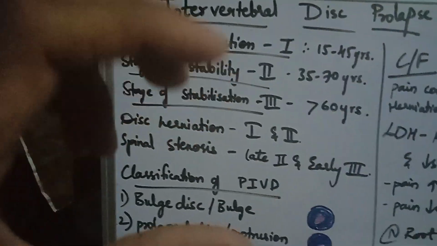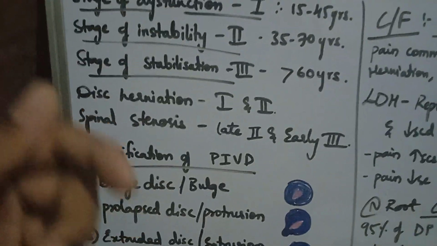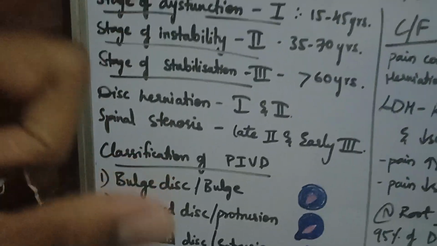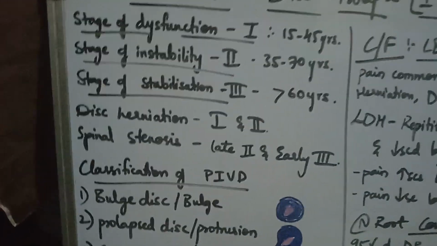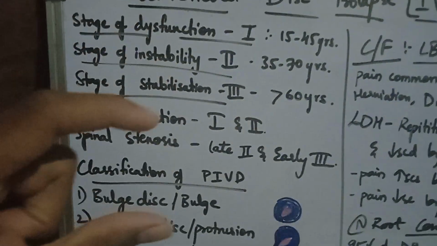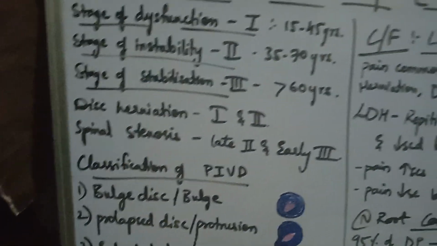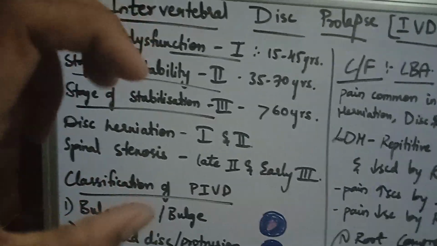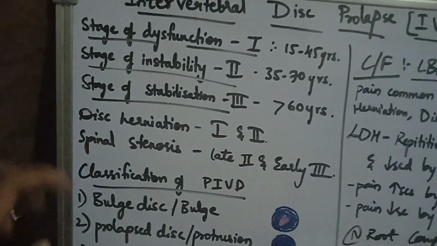So there will be progressively the disc will be increased in size, progressively the vertebra will be increased in size, and the facet joints etc. will be increased. So there will be fusion of the bones, you can tell that.